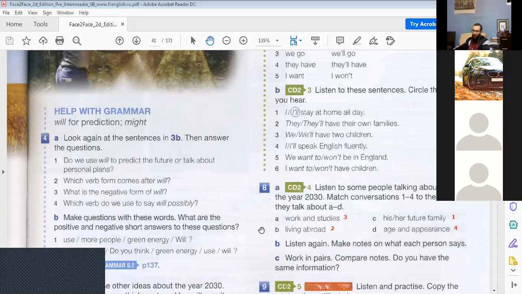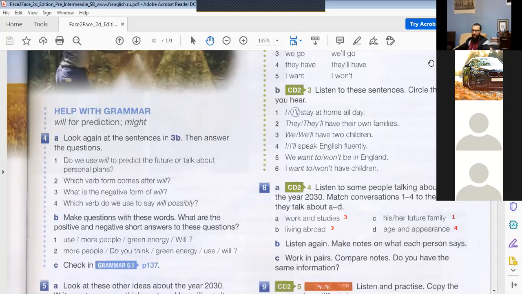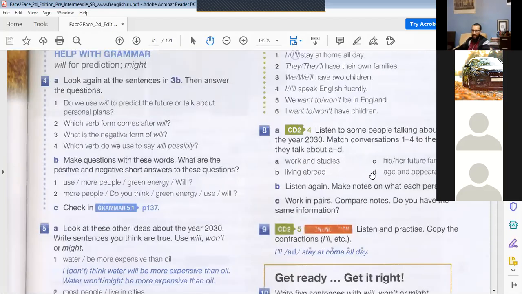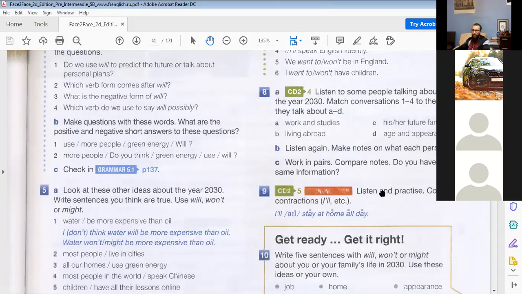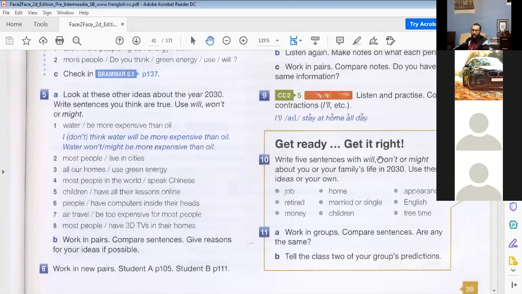So that's the idea. All right, now let's take a look at the next exercise. Here we have number 9, another listening exercise. I just want you to listen and practice. We just want to practice using contractions of will: how to say I'll, he'll, how to use these contractions of subject plus will. So all I want you to do is listen and repeat, okay? So let's listen.